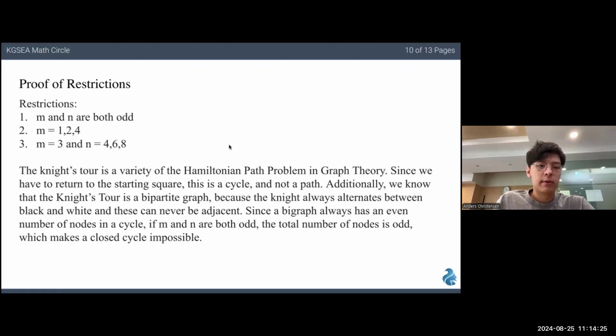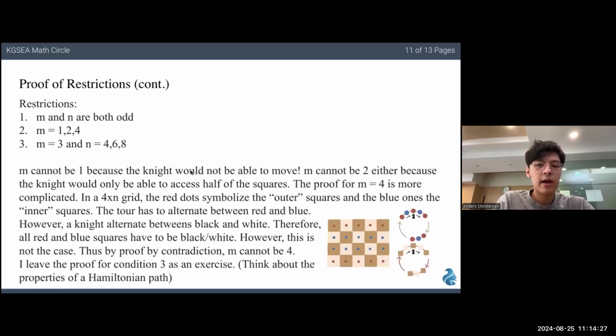Now I'll prove the second restriction. M cannot be 1 because the knight would not be able to move. M cannot be 2 either because the knight would only be able to access half of the squares. The proof for m equals 4 is a bit more complicated.